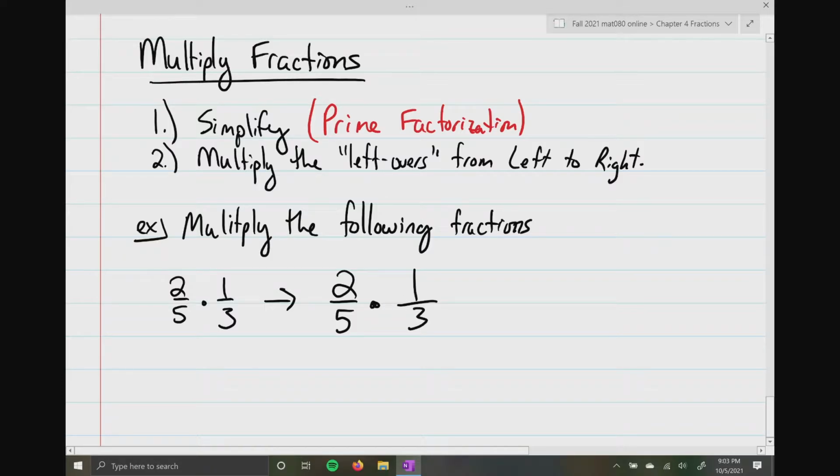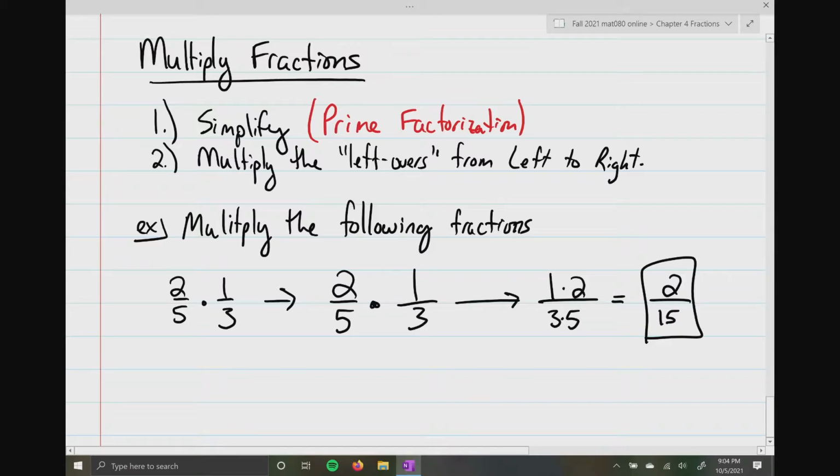So now, since we know that there's nothing that we can do to simplify, I'm going to write one big numerator, and watch what I do here. I'm going to put them in order. 1 times 2. And then I'm going to write one big denominator, 3 times 5. And that's going to give me 2/15. And I know this is completely reduced.